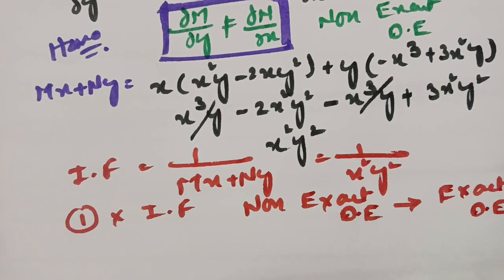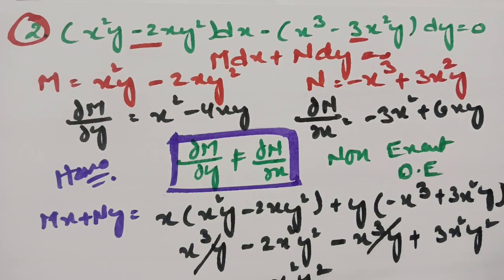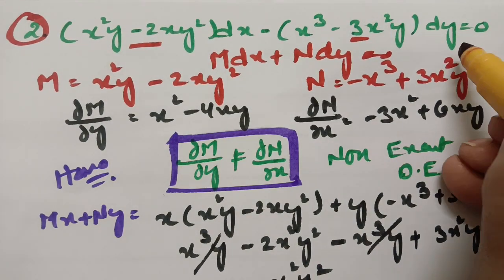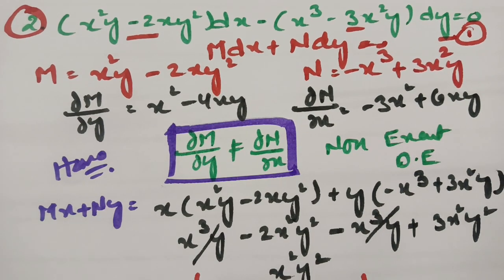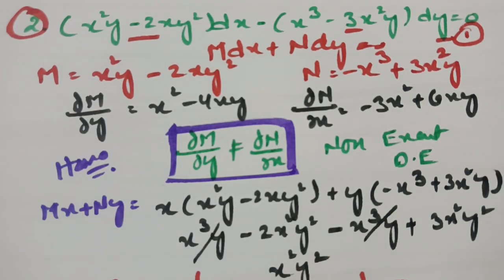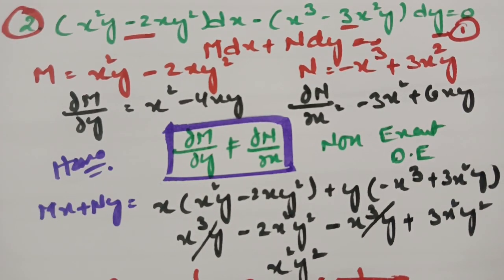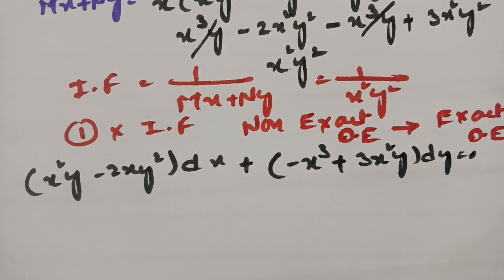Now let's see what equation 1 is here. So this is equation 1, and now I'm going to write this equation 1 as, please follow, x square y minus 2xy square dx plus, if I multiply with minus inside, minus x cube plus 3x square y into dy is equal to 0. So this is equation 1.